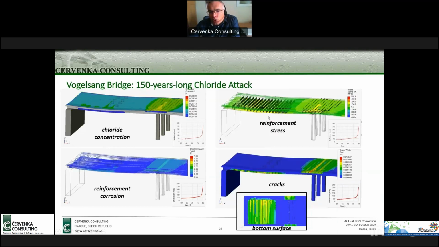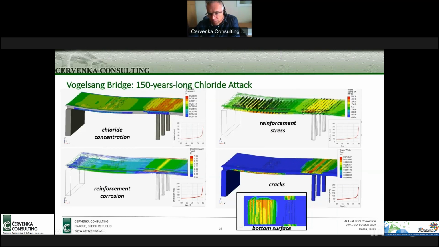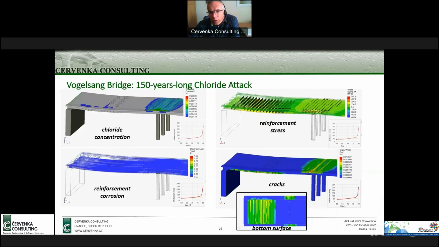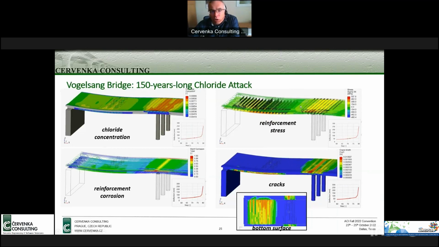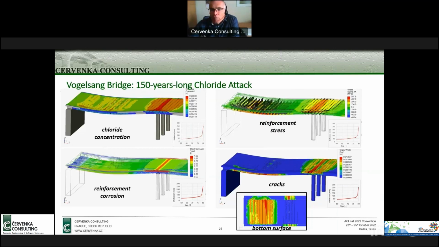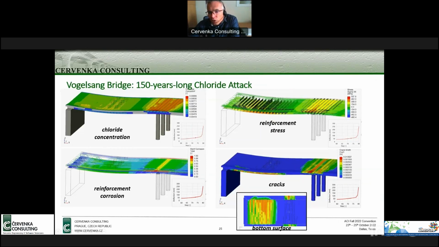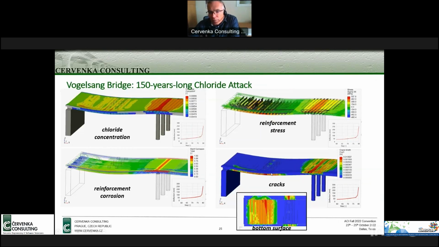Top right shows the reinforcement stresses and also the cracks in the transparent view. This is also one of the unique features of our software, that it can nicely visualize the cracks, not only on the surface, but you can also visualize the most important cracks inside, in the interior of your structure. And the bottom shows the crack width.